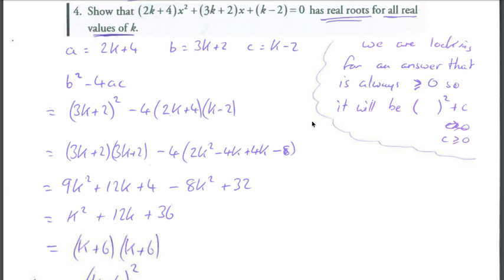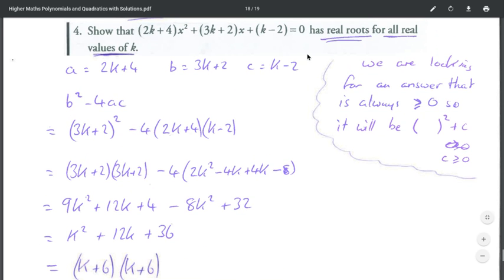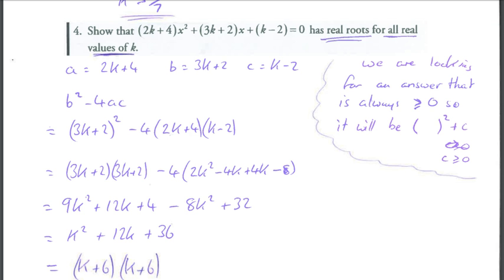Okay, so for real roots, we'll need to show that this is always going to be greater than or equal to 0. Looking at that to start with, we might be thinking, how on earth are we meant to do that? We're looking for an answer that is always greater than or equal to 0, so it will be bracket squared. Remember, guys, even if you've got a negative term inside that bracket, if you're squaring it, it will become positive. And then plus c, where c is greater than or equal to 0.